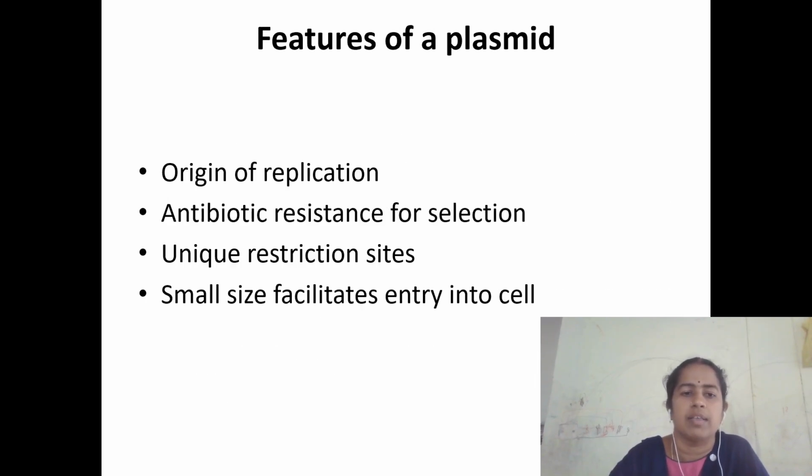Then features of plasmids. For any artificial chromosome, the origin of replication, unique restriction site, antibiotic resistance, and small size facilitates the entry into the cell. The other artificial chromosomes can clone large size DNA fragments also based on its insert size.